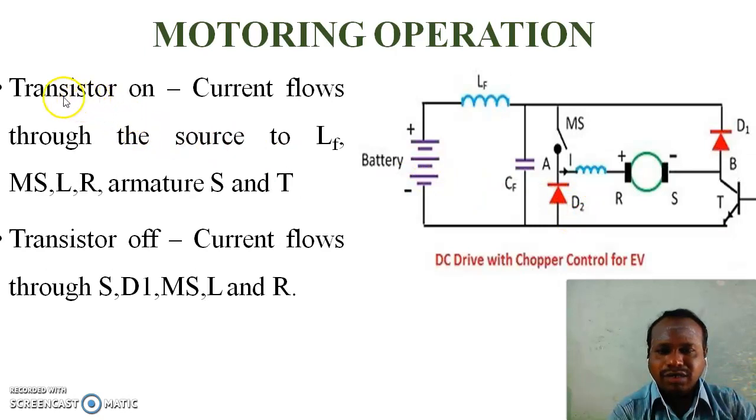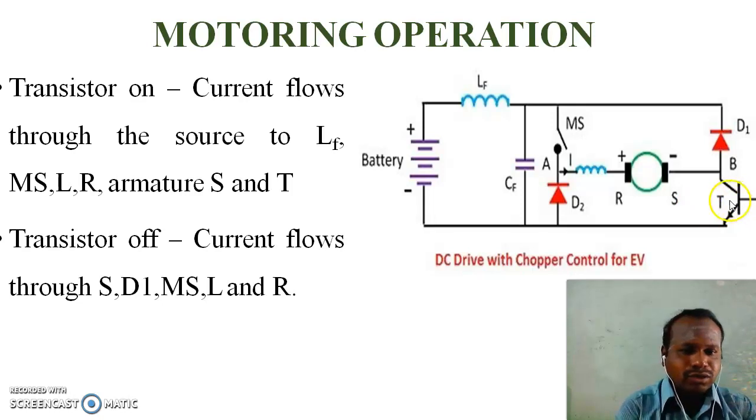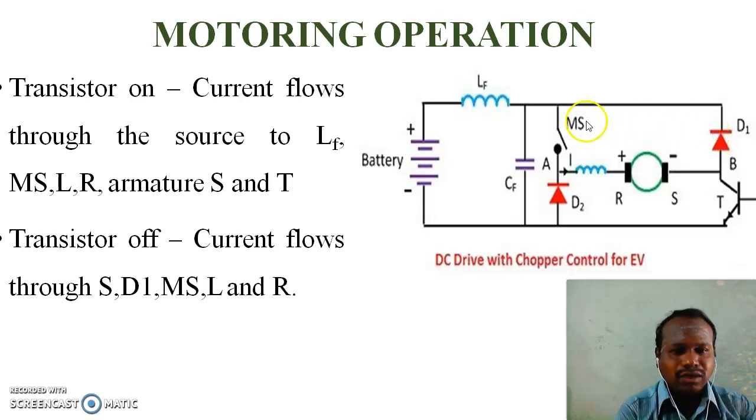During the motoring operation, when the transistor is on, current flows through the source to LF, main switch, inductor, this RS and T. When the transistor is off, there is no path for the flow of current here. So due to this, the current flows through D1, main switch MS, and L and R.